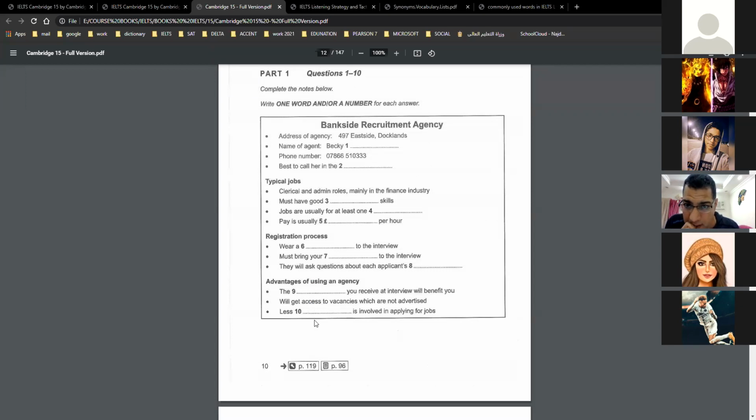Why? Because you need more skills, not less skills. Look at number ten, please. Because he is talking about jobs. It's singular. No, because it's saying less. Excellent, Bishoy. Guys, it says "is" here. You must have a singular word. What's your name, please?